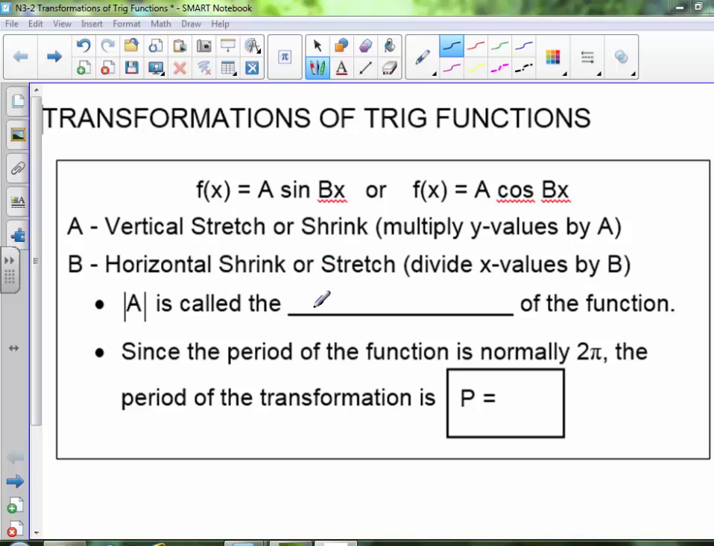The absolute value of a is called the amplitude. Some of you may remember from geometry, amplitude is another word for height, but we'll talk about what that means for our sine and cosine graphs. Since the period of both sine and cosine is normally 2 pi, when we transform that, the period becomes 2 pi divided by b. Let's take a look at how that plays out.